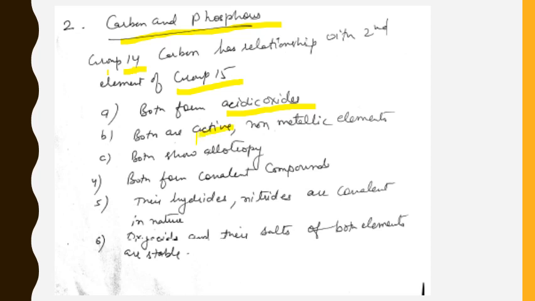Both are very active non-metallic elements. They are non-metals, very active. They both show allotropy. They both form covalent compounds. Their hydrides and nitrides are also covalent in nature, so they have the same covalent nature. Their oxyacids, or their salts, are both highly stable. So all these properties are the similar relationship found in carbon and phosphorus.